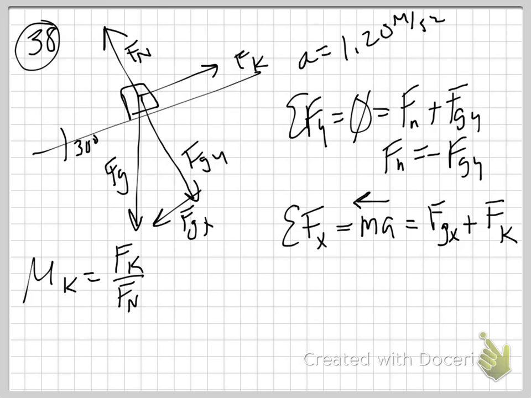Which direction is f of gx acting? Down the ramp. Same little arrow as the ma. Which direction is the force of kinetic friction acting? Up the ramp. So that mass acceleration has got to have the same sign as which one of those two? F of gx. And that's where the problem was.